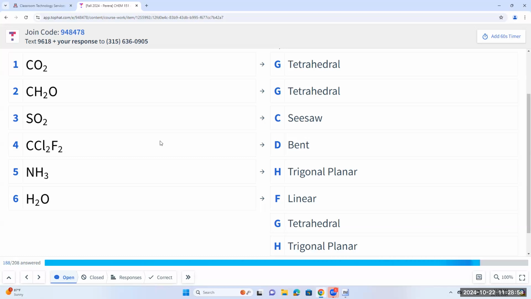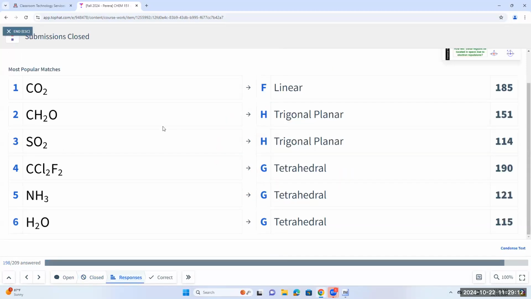All right. We have more than 90% answers. Therefore, I'm going to close this question in 5, 4, 3, 2, and 1. And here are our responses. CO2 linear, CH2O trigonal planar because we have 3. SO2 again trigonal planar. I don't know why that is going down. Actually, I know a reason, but we'll get that later. CCl2F2 tetrahedral because we have 4 electron domains. NH3 is tetrahedral as well, and H2O is tetrahedral as well.